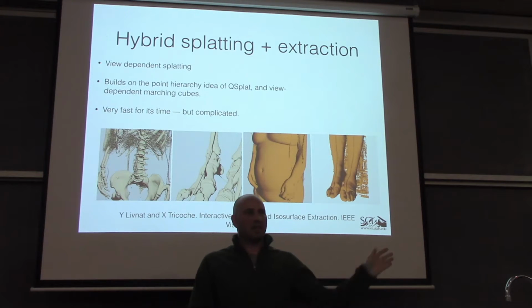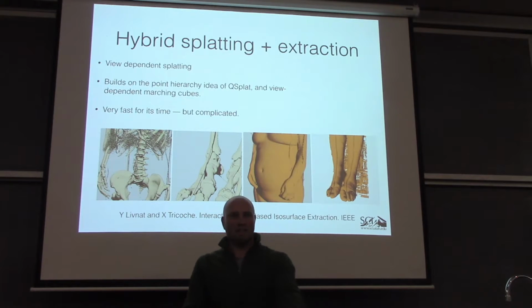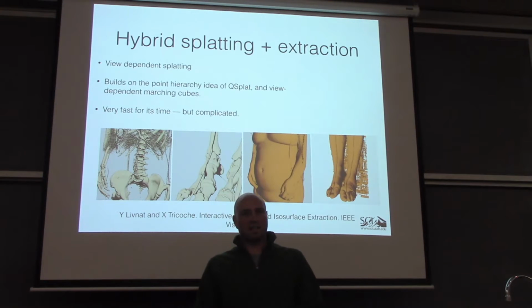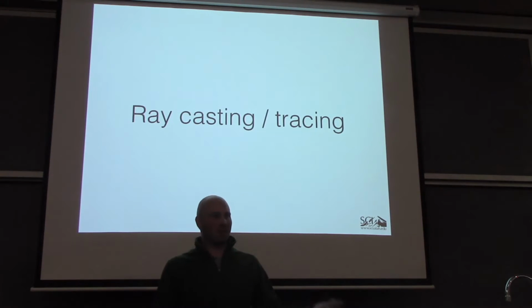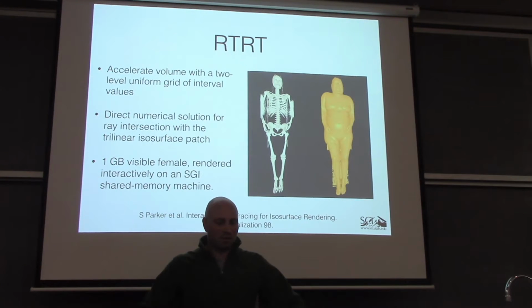So this was sort of like a hybrid between splatting and marching cubes extraction. And they were able to get, I think, something like 10 to 20 frames per second on a PowerPC Mac laptop for 1 gigabyte data sets like the visible female, which before then you could only really do with an out of core system or the CPU ray tracer.